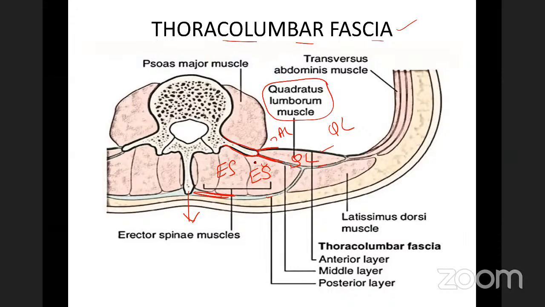And we studied, when we were studying the internal oblique and transverse abdominis, that they were arising from this fascia. So what actually happens is, the anterior layer of the thoracolumbar fascia will join with the middle layer of thoracolumbar fascia, and it will give rise to the internal oblique and the transverse abdominis muscle, which we have already seen.